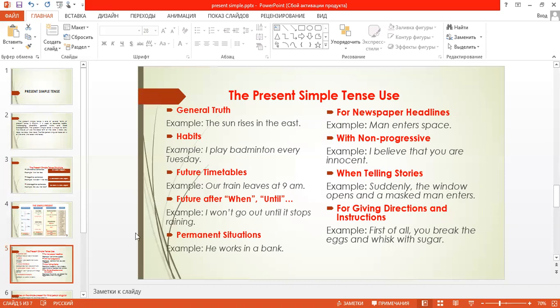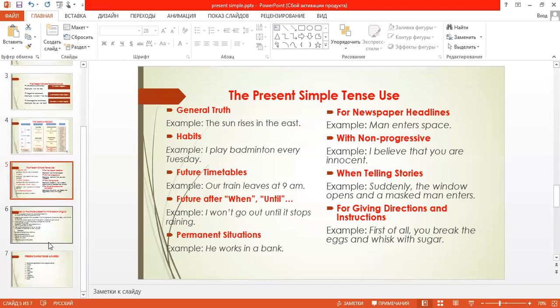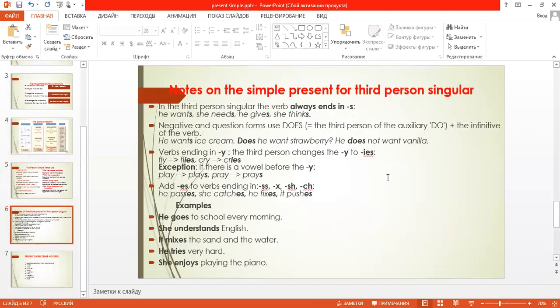Now, there are some notes that we should keep in mind while using present simple tense for third person singular. In the third person singular, the verb always ends in s, as I have mentioned before. For example, he wants, she needs, he gives, she thinks, he tries, and so on and so forth. In negative and question forms, we should use the auxiliary verb does, and we should add not to the auxiliary verb in the negative form of a sentence. Yes, for example, he wants ice cream. Does he want the ice cream? He doesn't want vanilla.